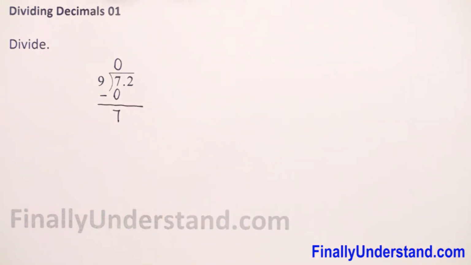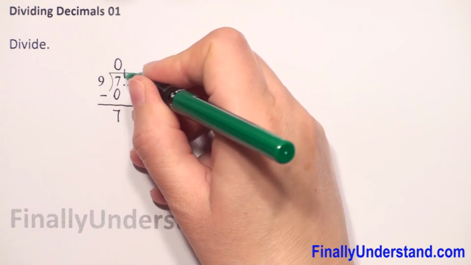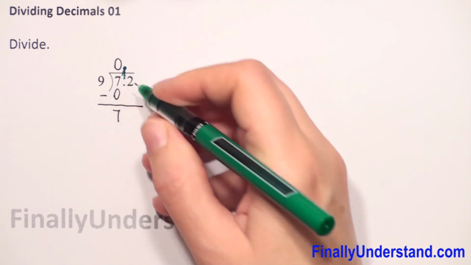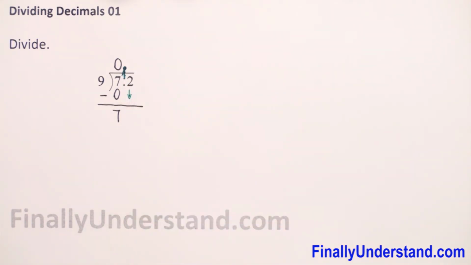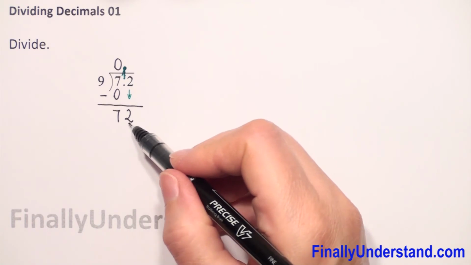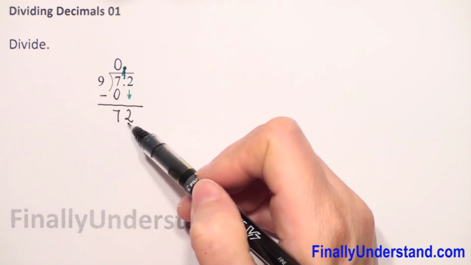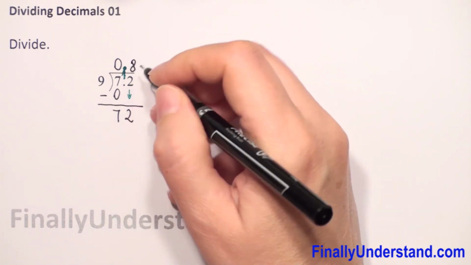What next? We have to put the decimal point exactly in the same column, and we have to take the next digit down. So this is 2. 2 will go down. So we have 72 divided by 9. How many times can we put 9 into 72? 8. So we have to write it on the top as the answer.